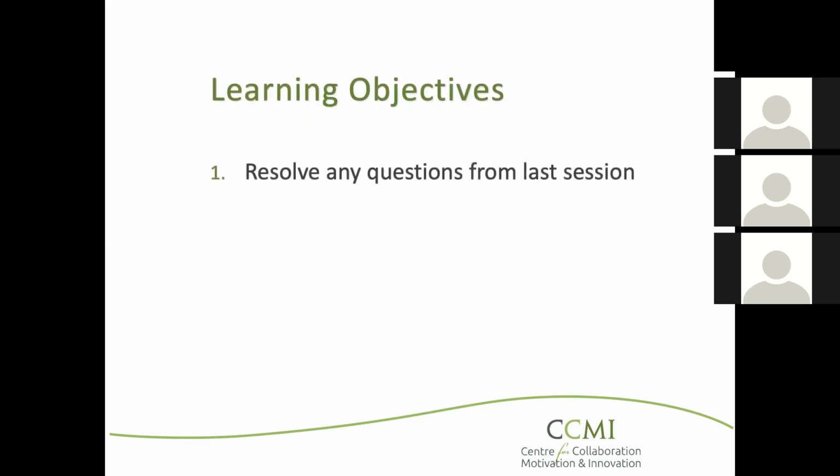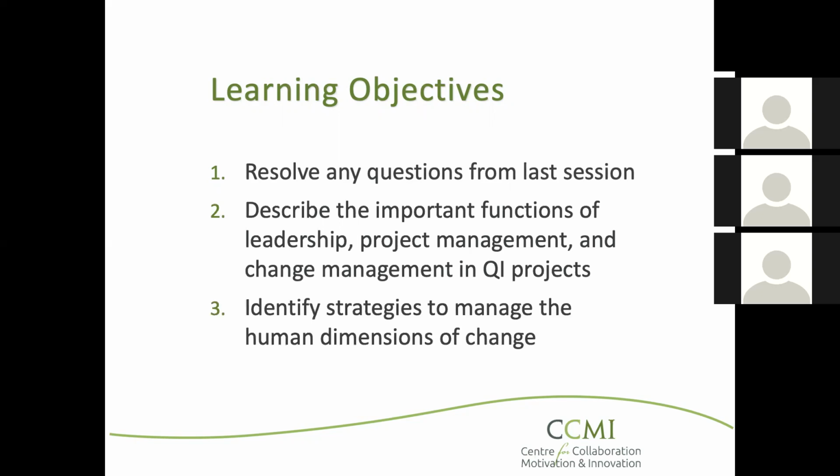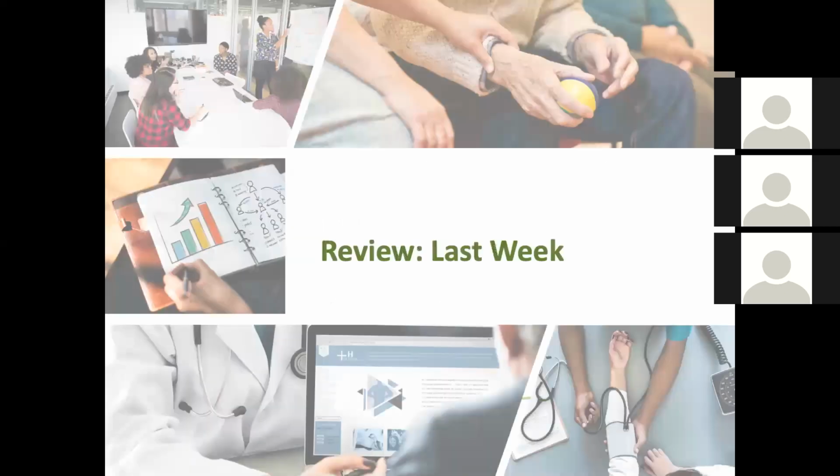Okay, and so learning objectives for today, just like we did last time, we're going to do a bit of a review from the last session, resolve any questions, and then I'm going to be really keen to hear from everyone about PDSA cycles that have been tested over the last week. 2 is to describe the important functions of leadership, project management, and change management in our quality improvement projects. And 3 is to identify strategies to manage the human dimensions of change. So that's what we're going to cover today in the last session.